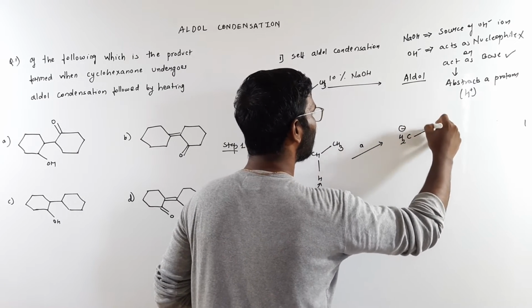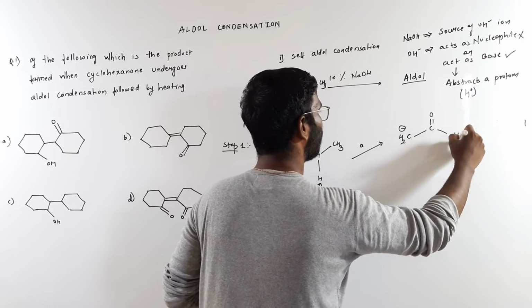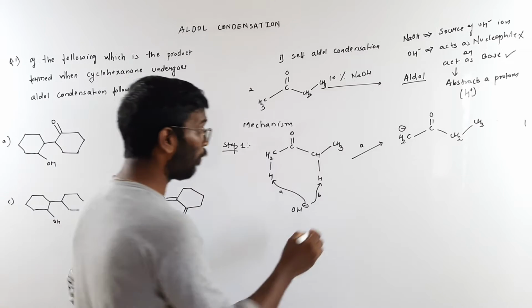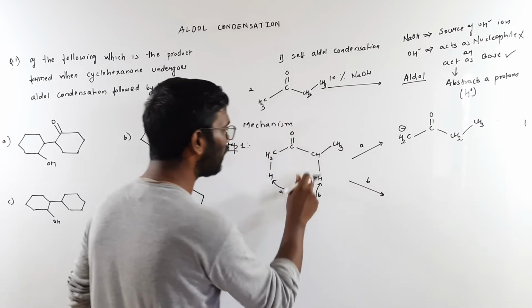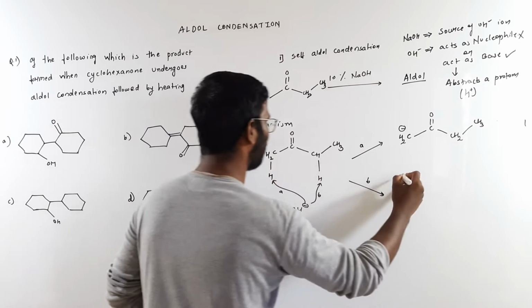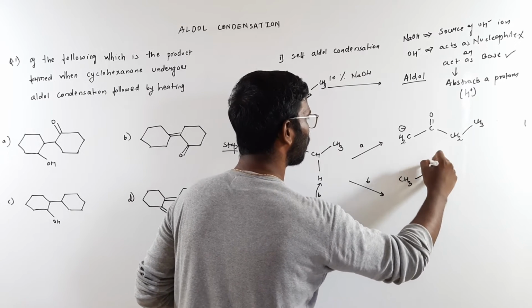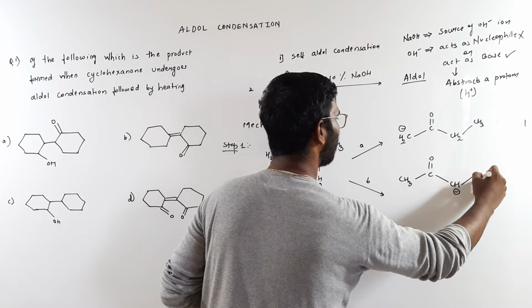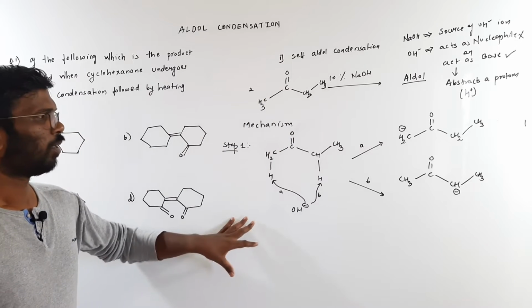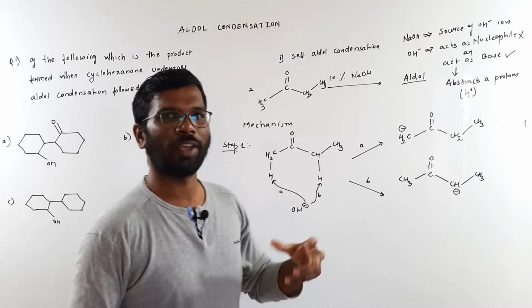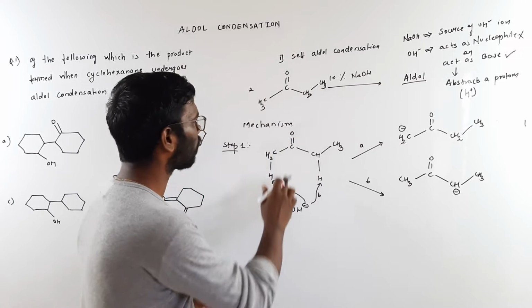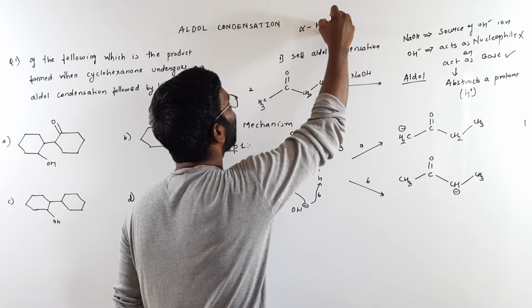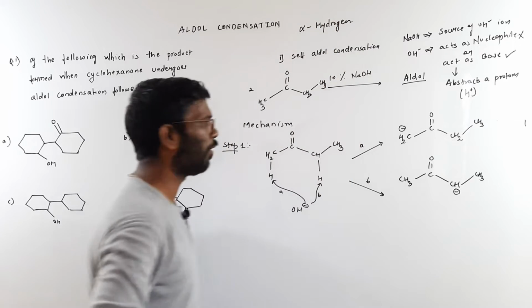If it is abstracting via A, then what I am going to get is CH2 minus, C double bond O, CH2, CH3. This is what you are going to get. If it is abstracting via B, then this will be CH3, C double bond O, and here there will be a minus. So this reaction is about the alpha hydrogen.